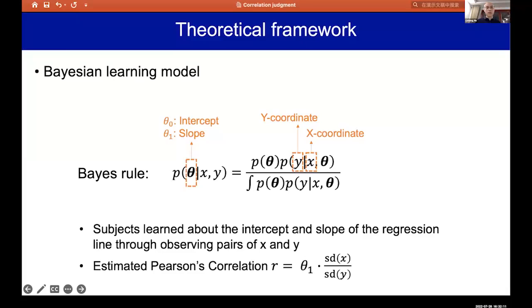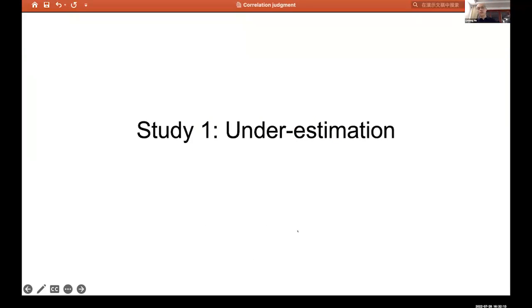This is the Bayesian learning model. So that's the theoretical setup. We tested this theory in 2 experiments. We have additional experiments, but in this talk, I'm going to focus on 2 of them.